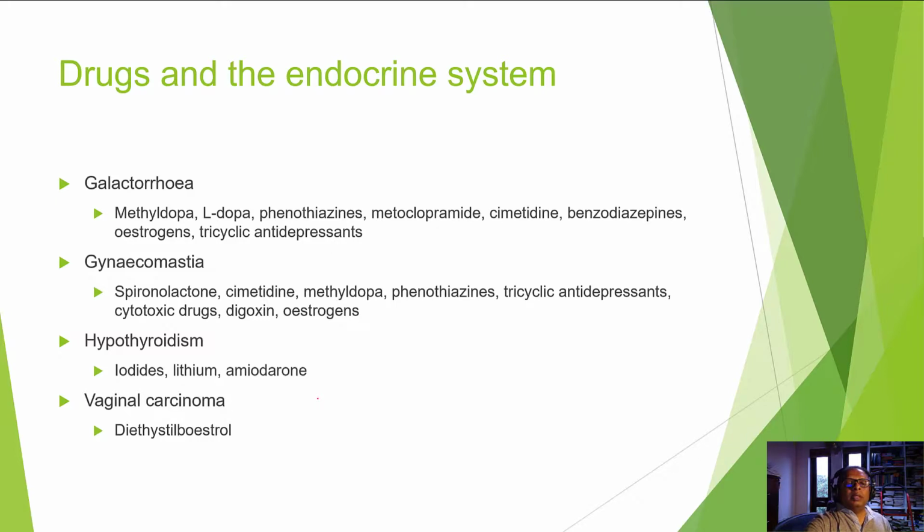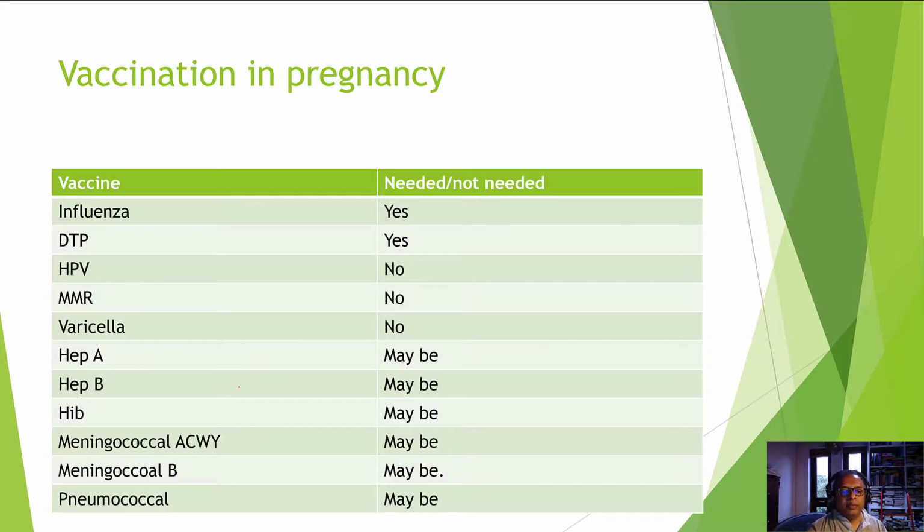some drugs can have effects on the endocrine system of the baby as well as in the mother. So, methyldopa like drugs can cause galactorrhea. Certain tricyclic antidepressants, metoclopramide, cimetidine, benzodiazepines can cause galactorrhea when you are using them in any woman. So, they can mimic symptoms of pregnancy. Some drugs like spironolactone, cimetidine can cause gynecomastia even in males. Drugs like lithium and amiodarone can cause hypothyroidism. Diethylstilbestrol like drugs which we no longer use can cause vaginal carcinoma because of its effect.